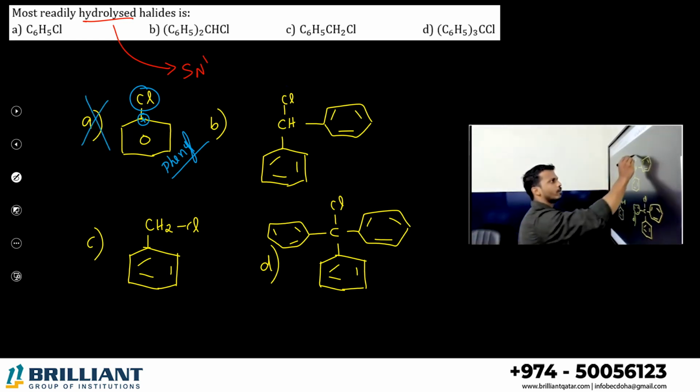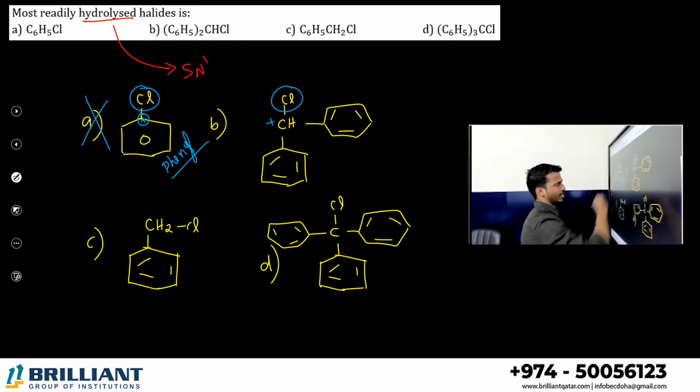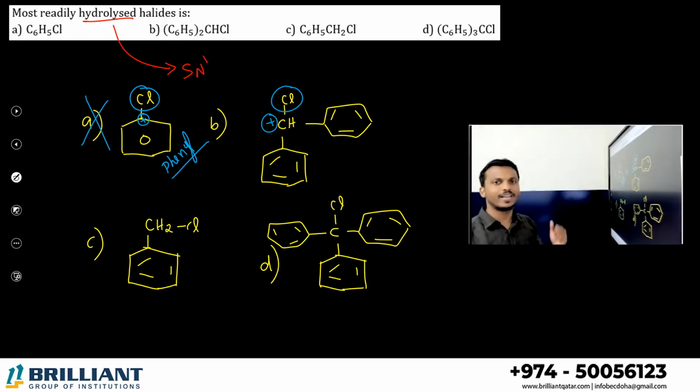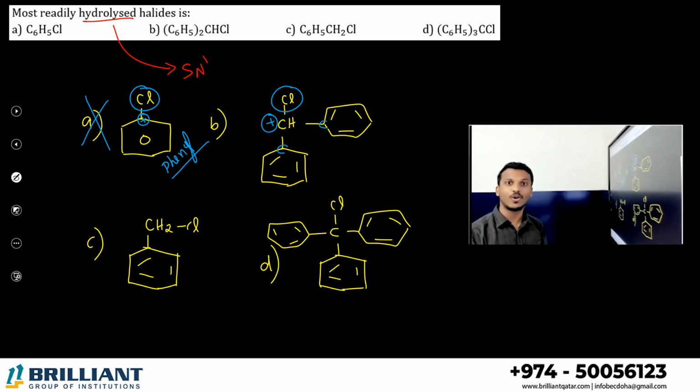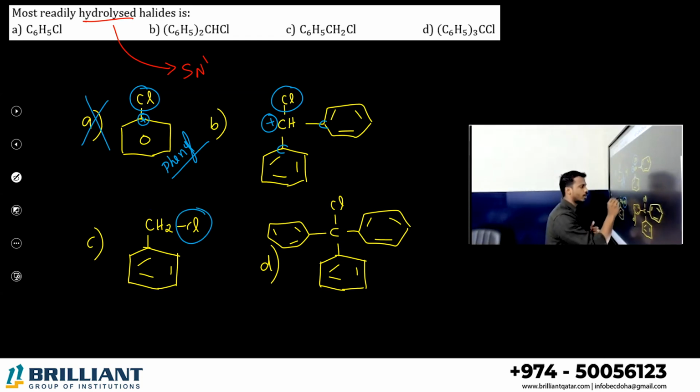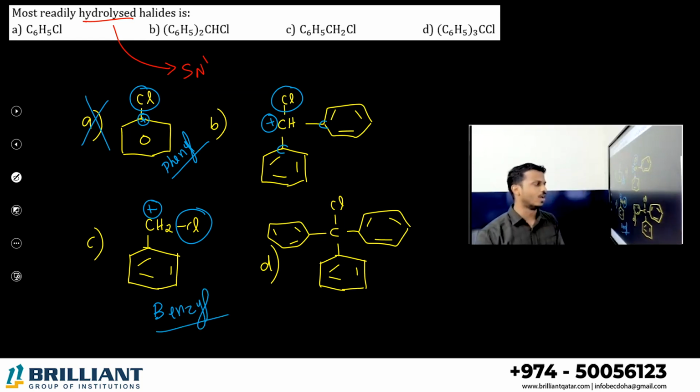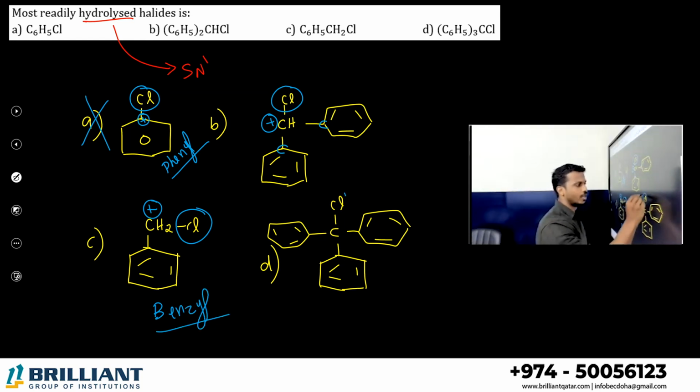Option B, if you remove this chlorine, you will get this carbocation. You know, it is a secondary carbocation. Why? Because this carbon is connected to 2 carbon atoms. But it is highly stable, no? Because resonance is possible to both benzene rings. What is option C? If you remove this chlorine, you will get a benzyl carbocation, right? What about option D, dear all? This is the one. It is a tertiary.